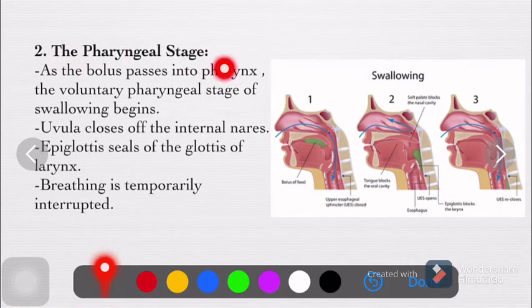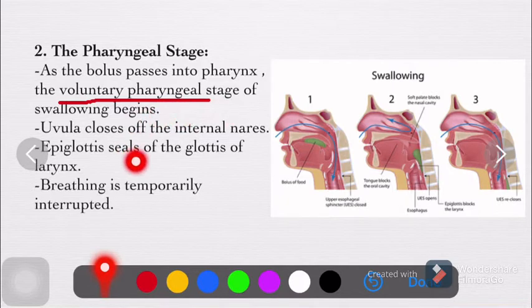The pharyngeal stage. As the bolus passes into the pharynx, the pharyngeal stage of swallowing begins. The first stage we had discussed is the oral stage, where all the events were taking place in the oral cavity and the bolus was moved from the oral cavity into the pharynx. Now once the bolus has passed from the oral cavity into the pharynx, the pharyngeal stage of swallowing begins. So here is the start of the pharyngeal stage.